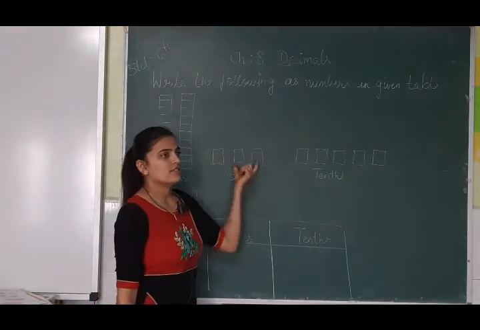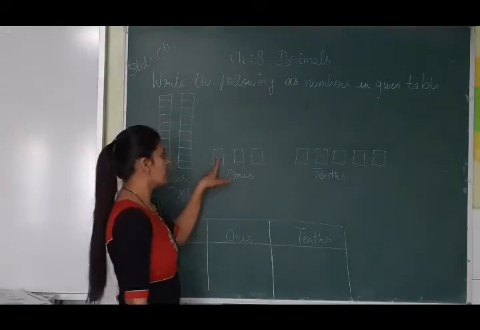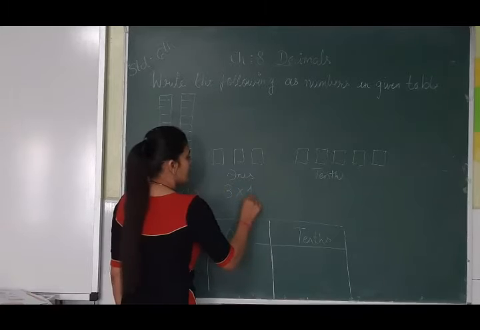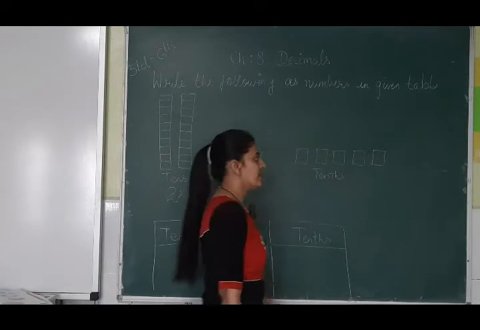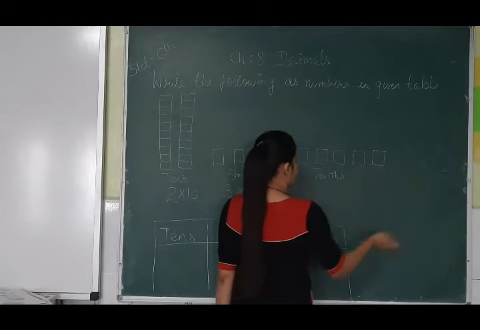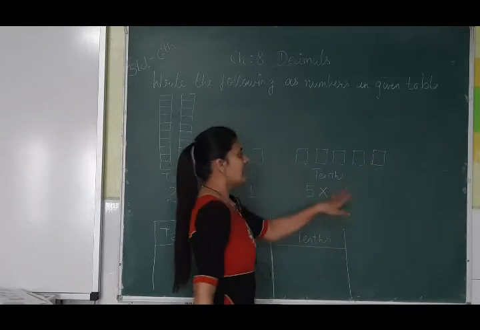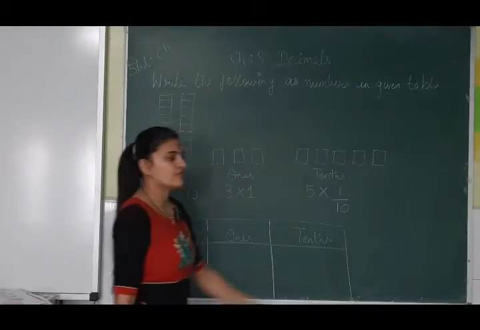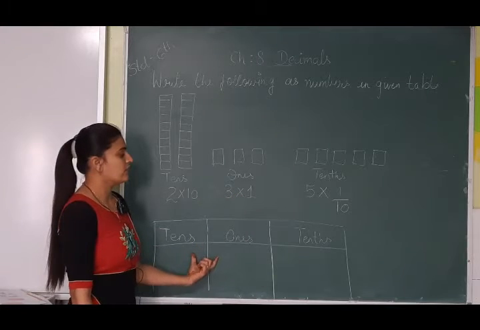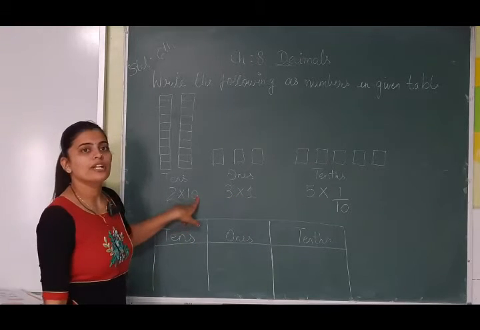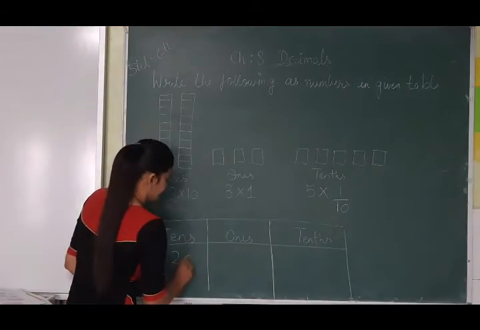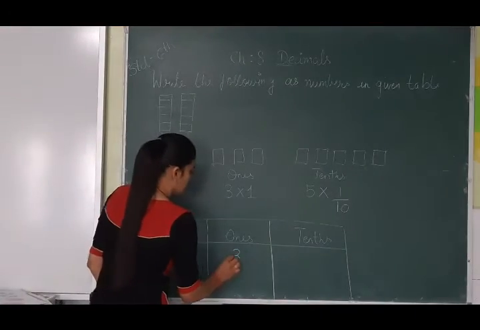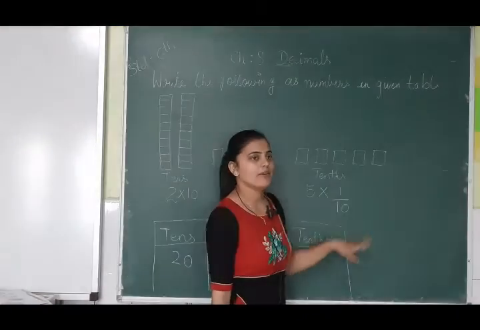Now here ones. Ones means only one we have to consider. So here 1, 2 and 3. 3 blocks of ones are there. So 3 multiplied by 1. And tenths blocks are there: 1, 2, 3, 4, 5. 5 multiplied by tenths means 1 by 10. 10 will be in the fraction form. So now how will we write in the table? Tens are how many? 2 multiplied by 10? 20. Ones 3 multiplied by 1, so 3. And tenths will be 5 multiplied by 1 by 10.